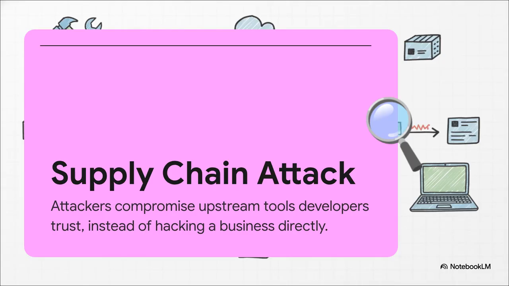Okay, so a supply chain attack sounds complex, but the idea is actually pretty simple. The attackers have shifted their strategy. They're not trying to break down your company's front door anymore. Instead, they're poisoning the well. They compromise the tools and libraries that your developers trust, the very building blocks of your software, and they use that trust as a backdoor, sneaking right past all your defenses.